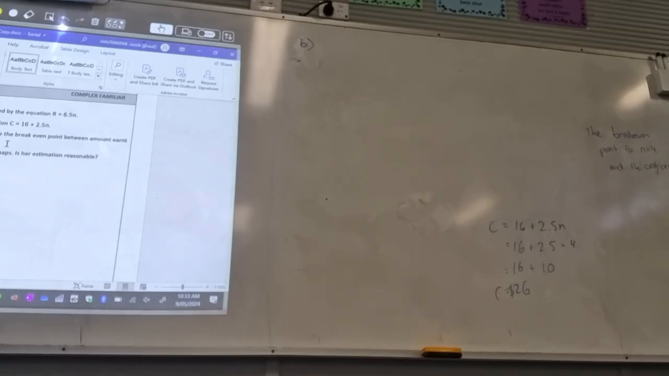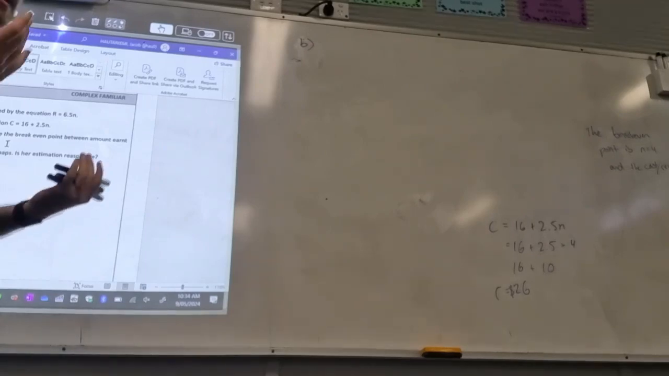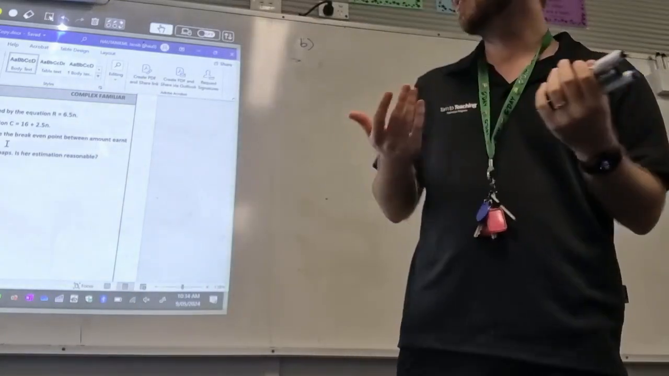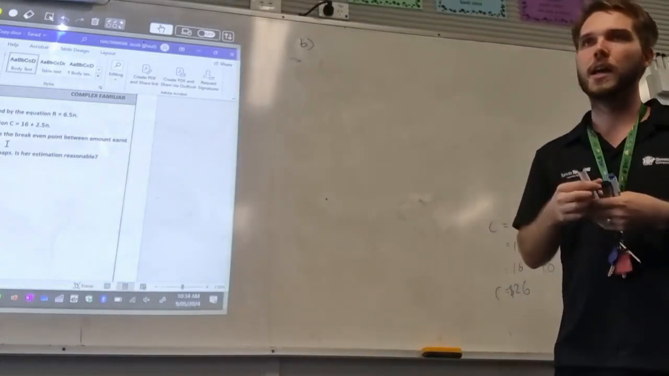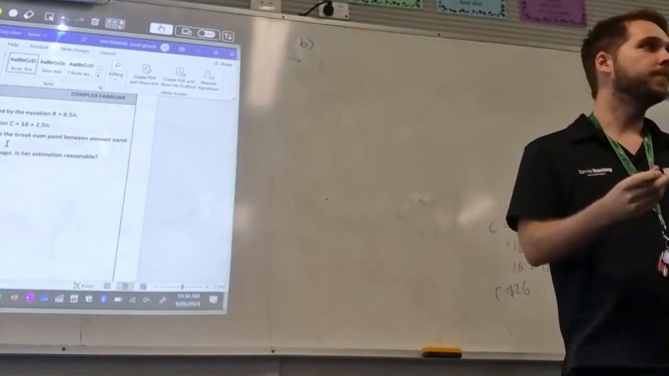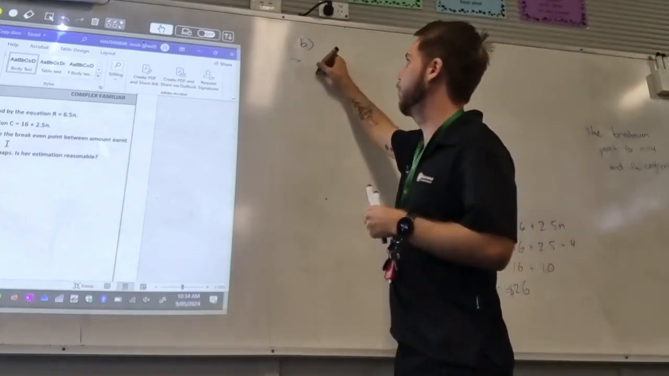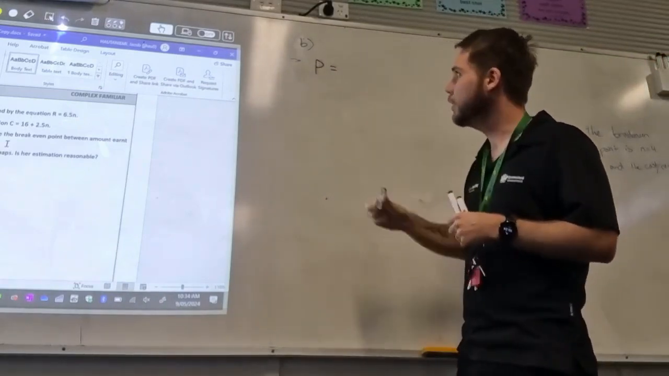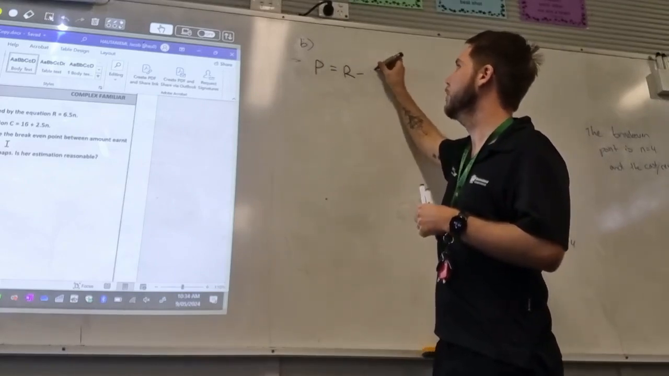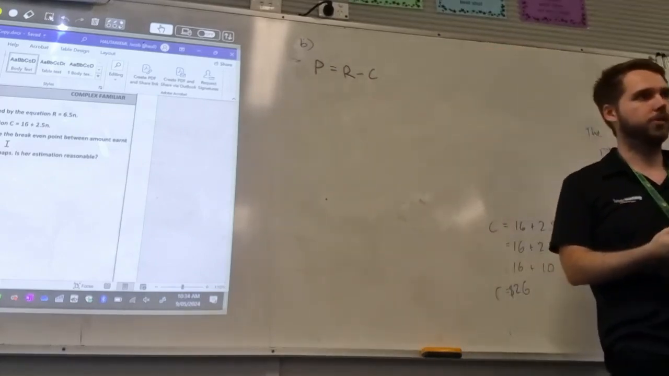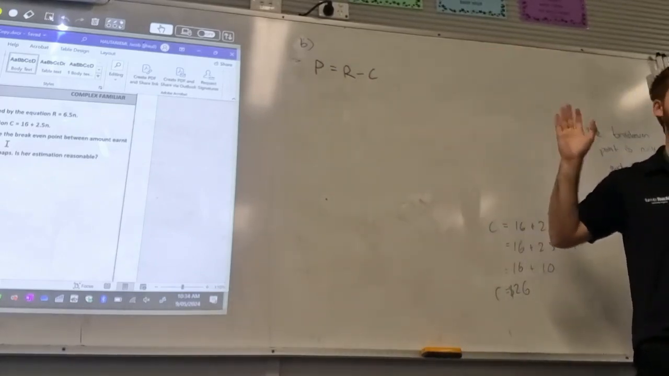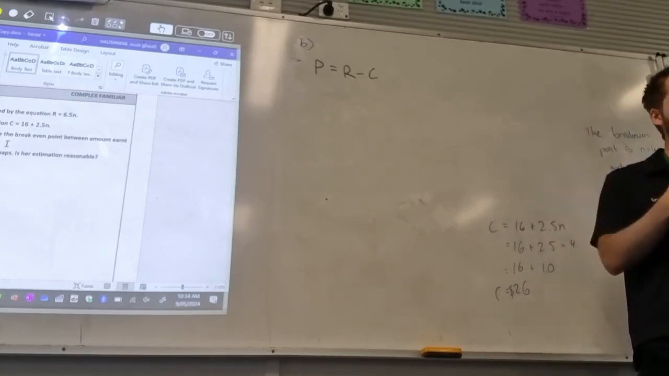Question B, Alexis estimates that she's going to make a profit of $48 if she sells 16 soaps. We are asked, is her estimation reasonable? In other words, we need to figure out how much profit she is going to get if she sells 16 soaps. Now this is something you will have to remember. The way that we calculate the profit is equal to the revenue minus the cost. You have to remember this relationship. And it's not too hard.